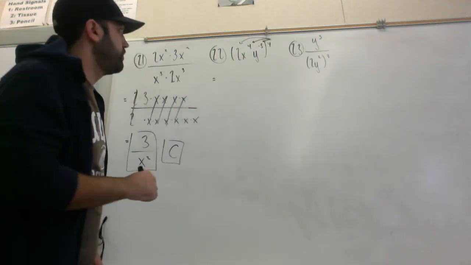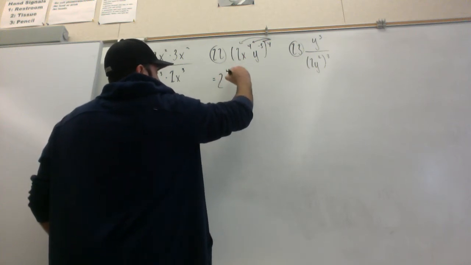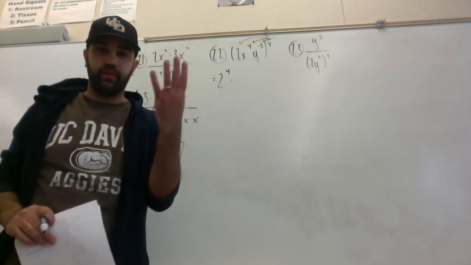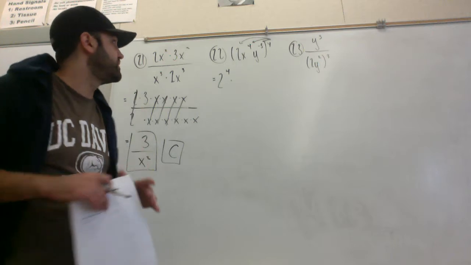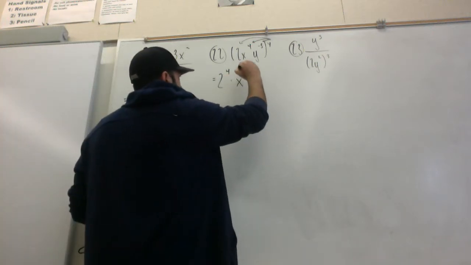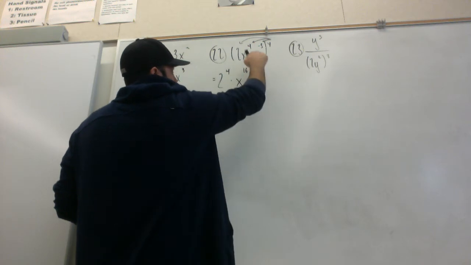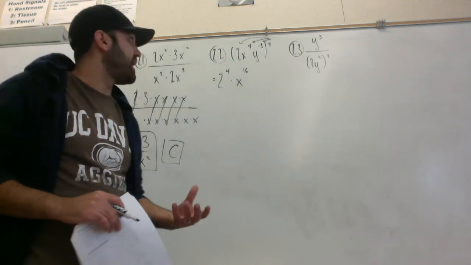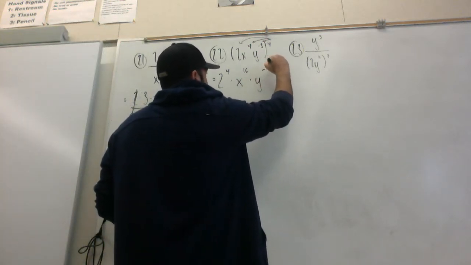So 2 to the 4th power would go first. So 2 to the 4th times x to the 4th to the 4th. Think of that as there's 4 times. So 4, 8, 12, 16. So x to the 16th power. You're just multiplying 4 times 4. And then y to the negative third 4 times, well, negative 3, negative 6, negative 9, negative 12. So this would be times y to the negative 12.